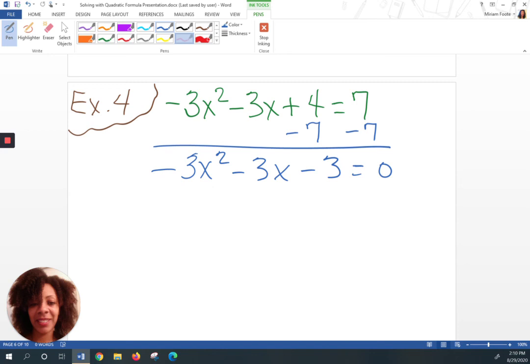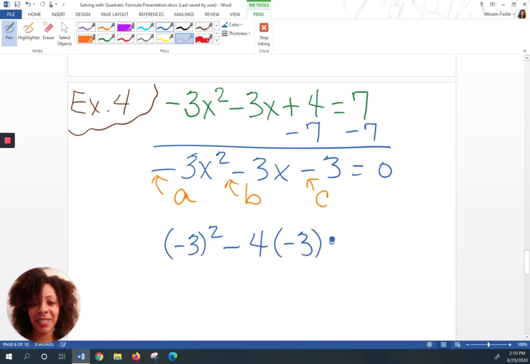Now I want to identify a, b, and c, and I will notice each one has a negative sign. So now I want to go ahead and use my discriminant formula, which is b squared, negative 3 squared, minus 4 times a, which is negative 3, times c, which is also negative 3. I put the substitutions in parentheses because if I put this in the calculator as simply negative 3 squared, I am not going to get the same answer. It's going to be incorrect, so please pay attention to that.